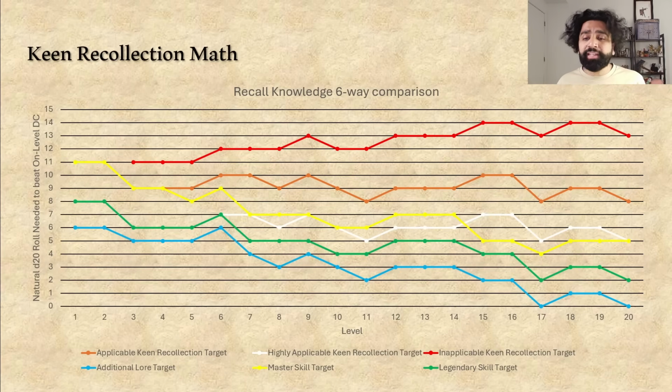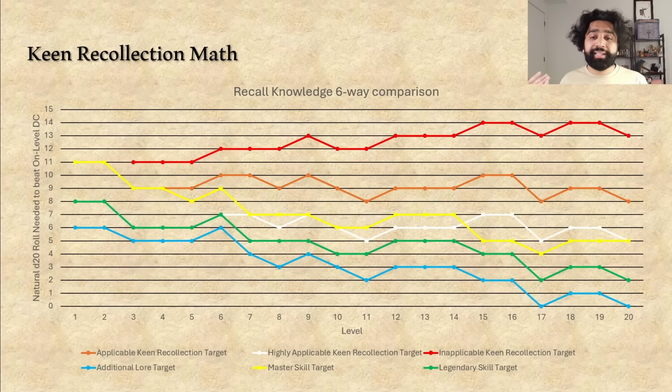Look at how big the difference between the orange line and the green line is. It is a 3-point difference at its smallest between levels 4 to 6, and it grows all the way up to an 8-point difference, where additional lore succeeds on a natural 0 theoretically, which means because of the saturation rules, it technically still fails without crit failing on a natural 1, whereas the orange one succeeds on a natural 9.